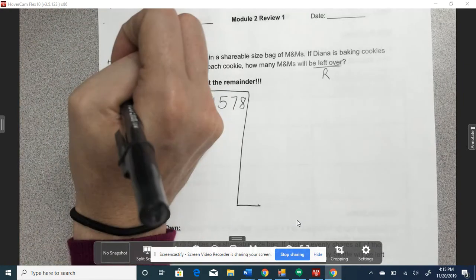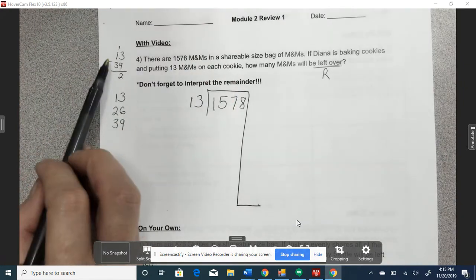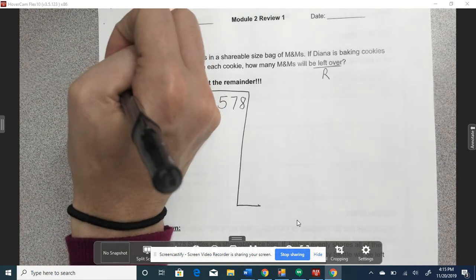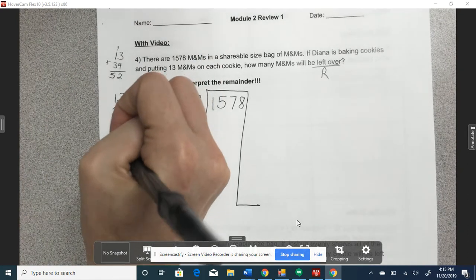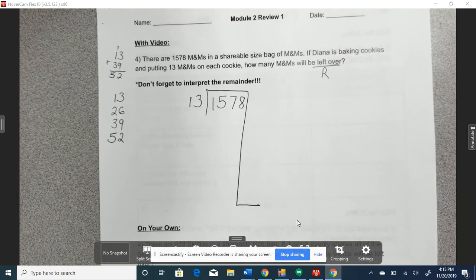9 plus 3 is 12, carry the 1. 3 plus 1 plus 1 is 5. My goodness, it's late. All right, so my next multiple is 52. I'm going to stop here for now, and if I need to add more multiples on later, I can.